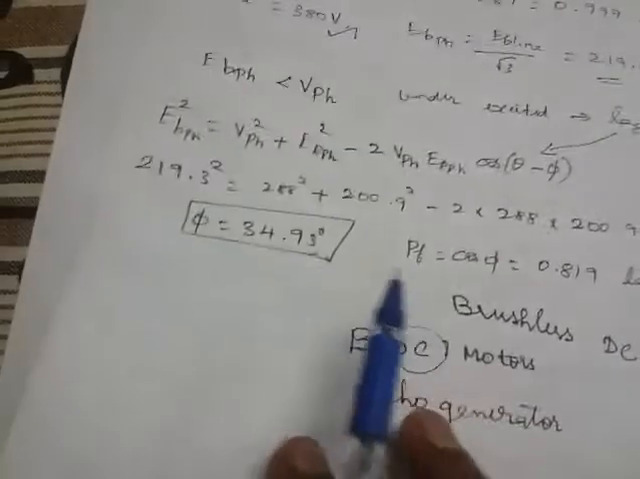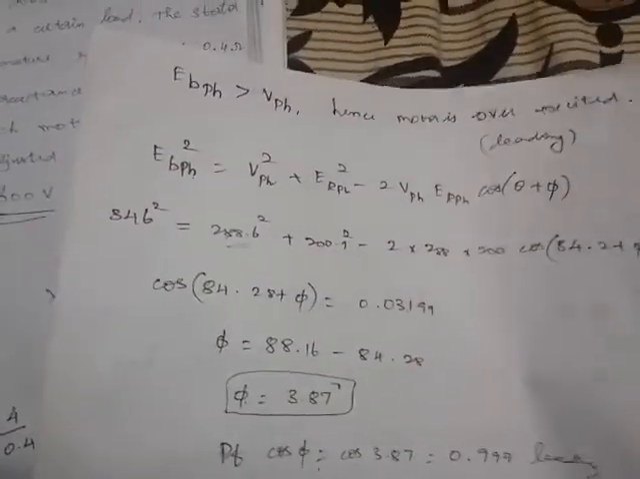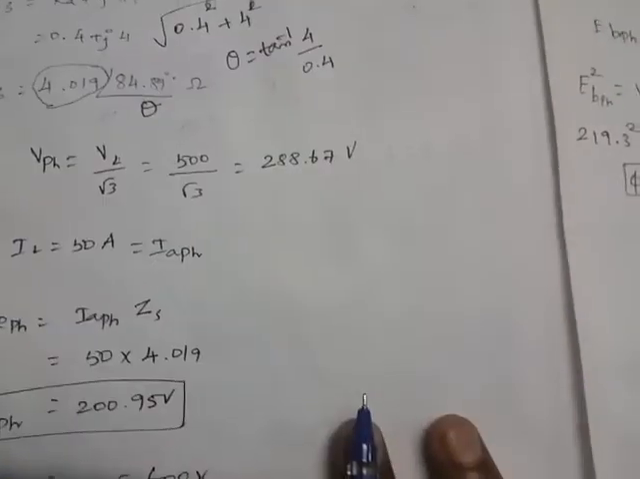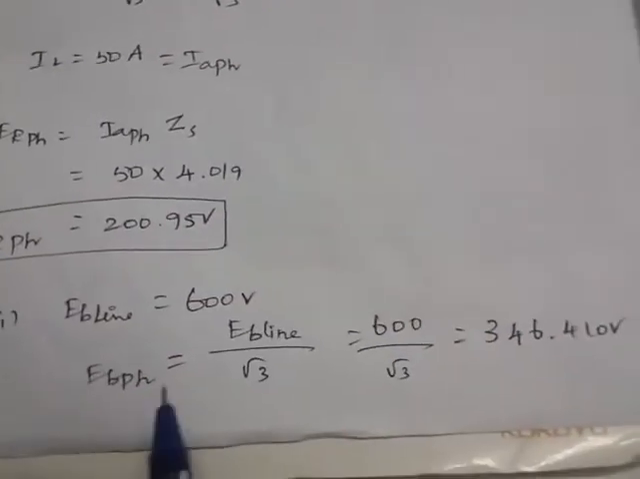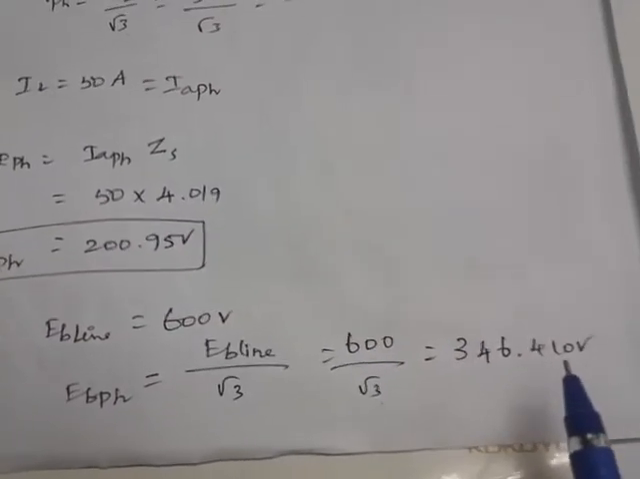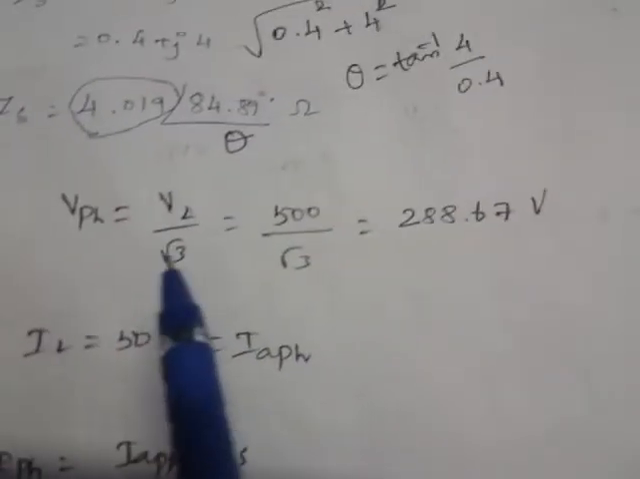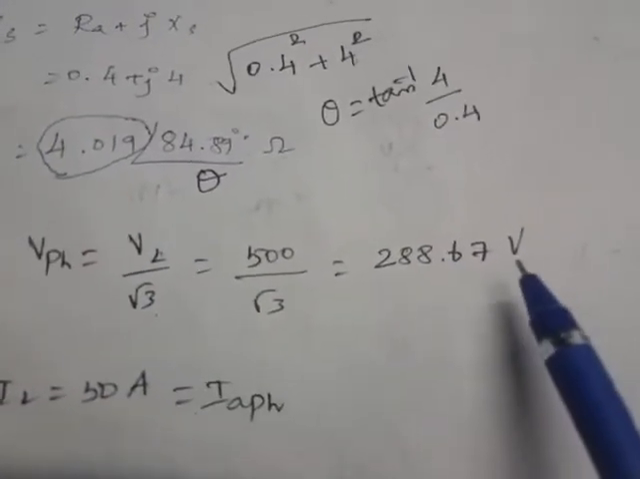And next, you can check that the back EMF EB phase equal to 346.410 volt. So what is the V phase value? V phase equal to 288.67 volt.